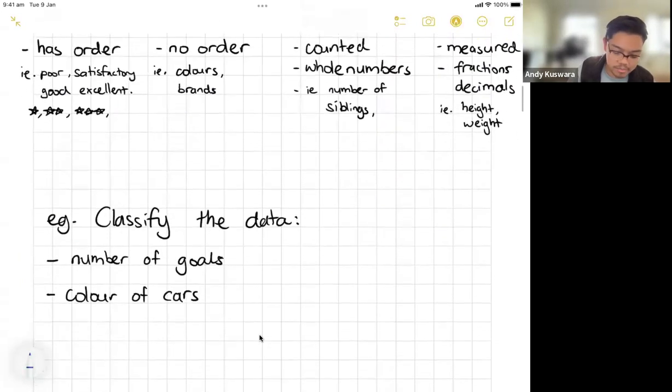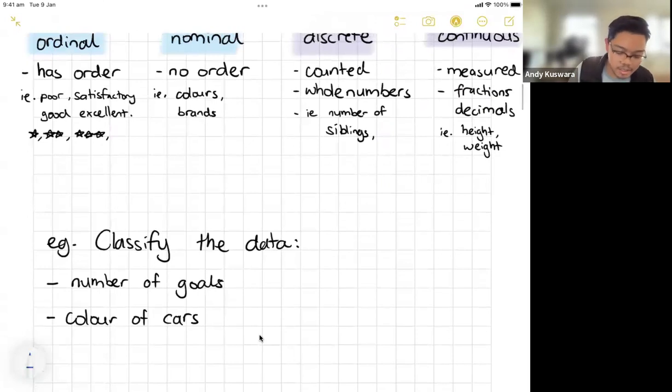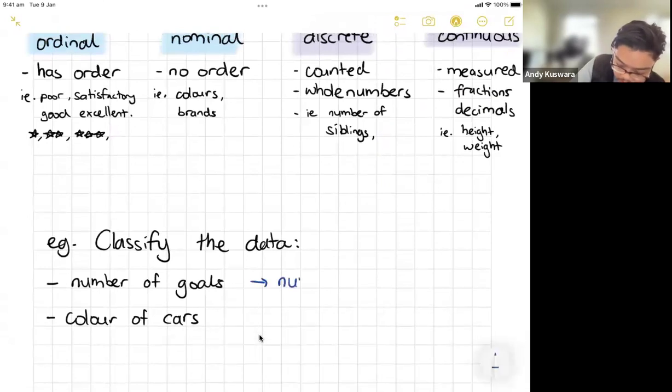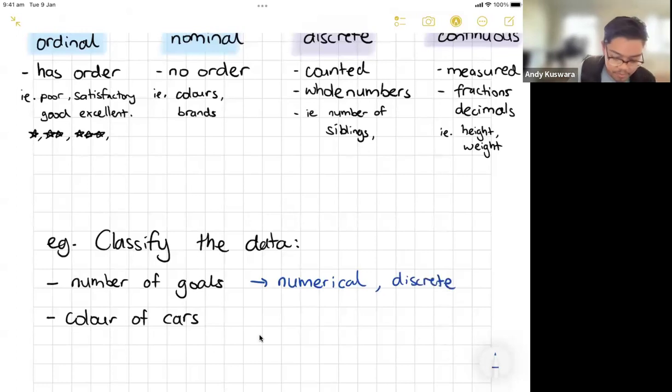Quick little question. If I ask you, how many goals were scored, or number of goals, what type of data is that? That's definitely numerical, because I'm going to answer with 1, 2, 3, 4. And because it's a number, it's counted, I'd say it's discrete.